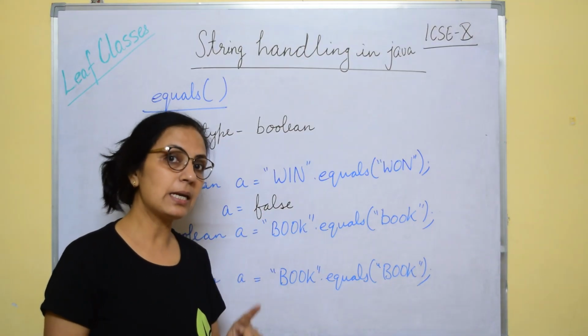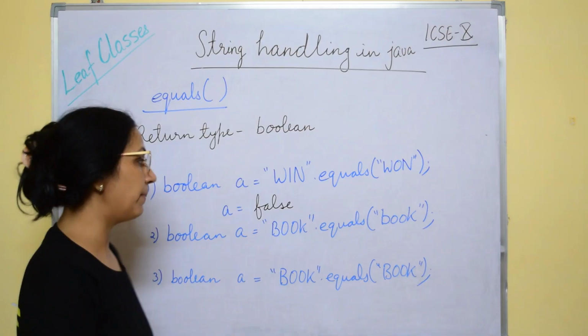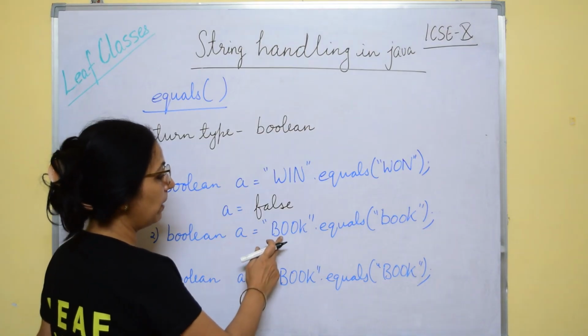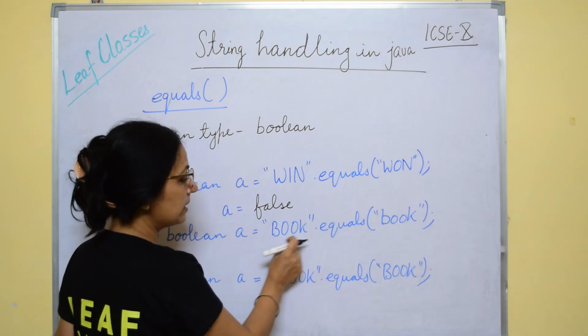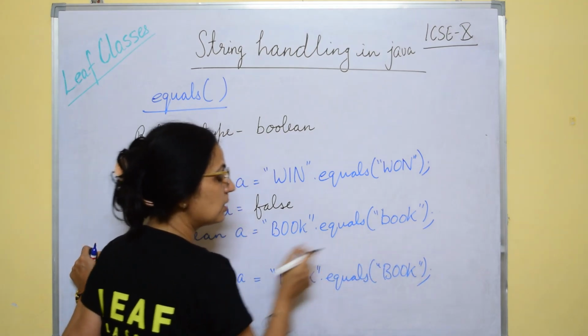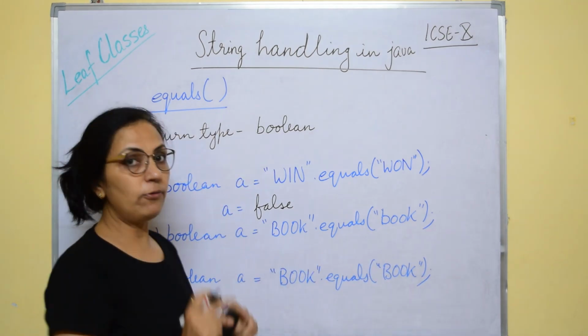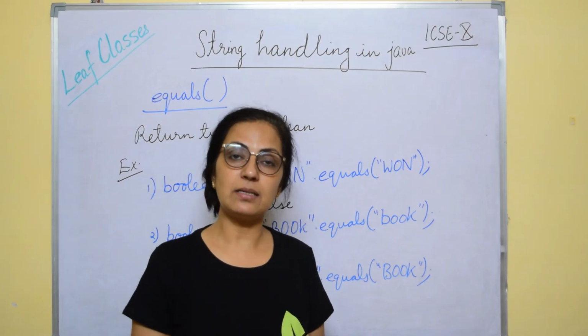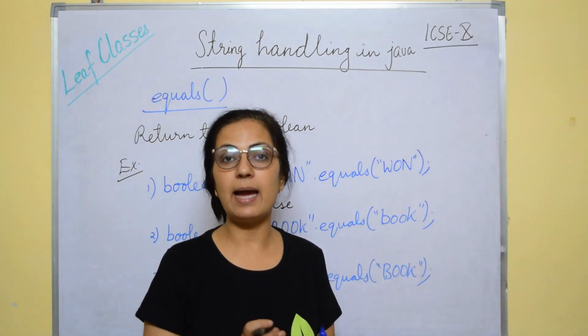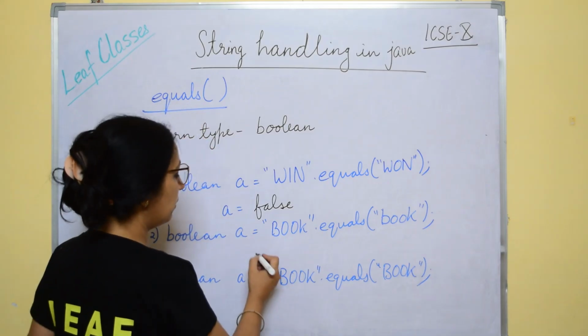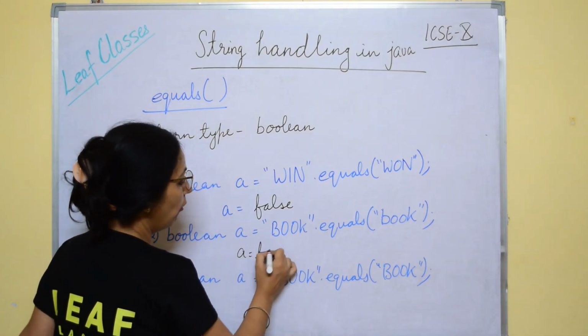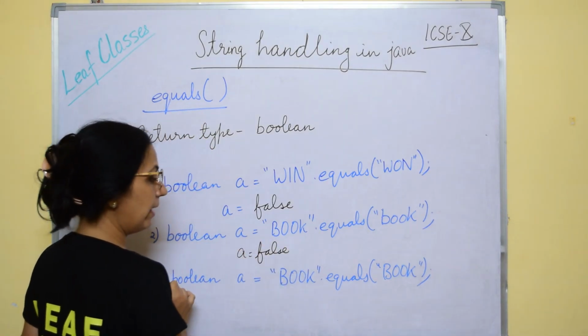You cannot write f of false as capital. The second is book, B-O-O-K, book dot equals book. Here it is in capital, here it is in small. So all of you know that Java is a case sensitive language. Here capital and small are treated differently. So the answer of this will also be false. The value of A will be false.